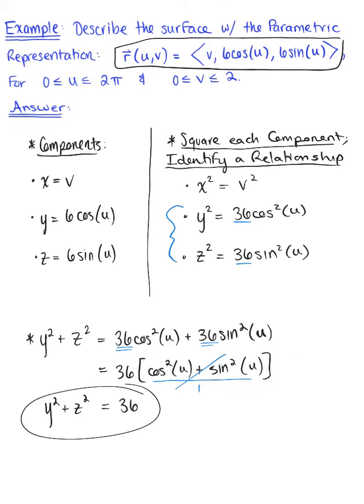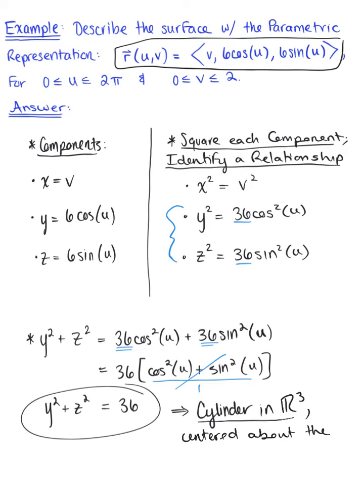And we recognize this as a quadratic surface. Thinking back to our quadratic surfaces, when you have a three-dimensional surface defined by only two variables, we know that it represents a cylinder in R3. And since the x variable is missing from this equation, we know that this cylinder in three dimensions is centered about the x-axis. And since this is equal to 36, or 6 squared, we know that this cylinder has a radius of r equals 6.